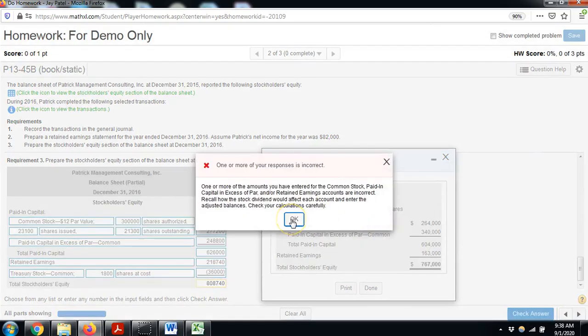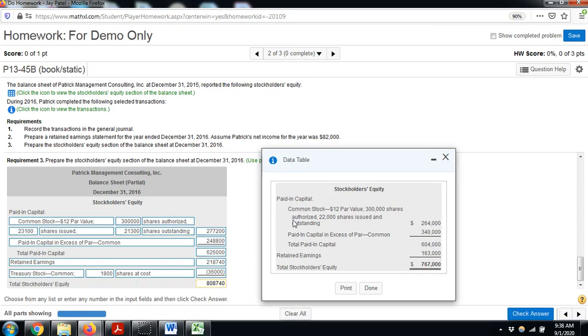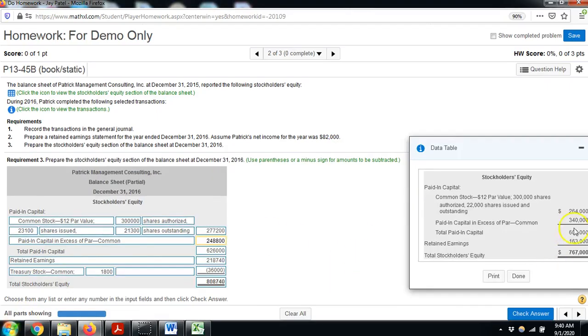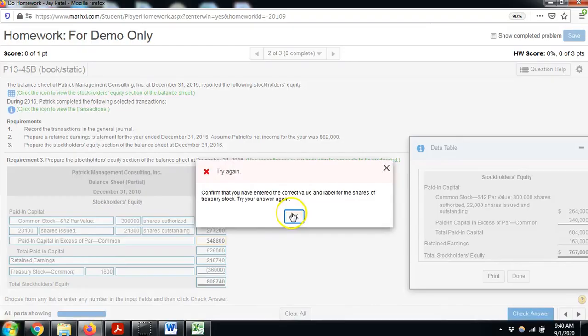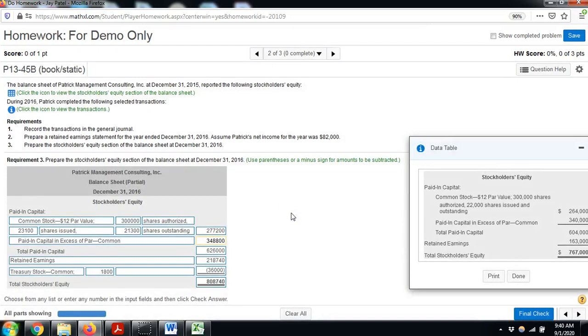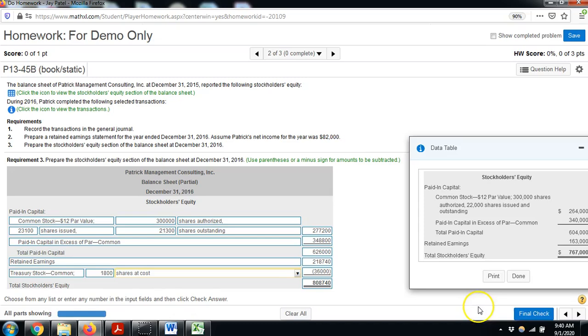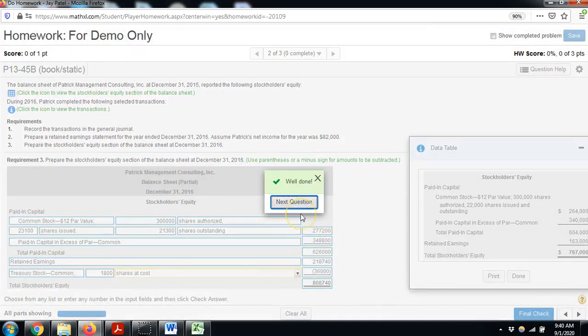Oh, let's see what happened here. Okay, I see my error. It was this 340 plus 8,800, so it was 348,800. Oh, okay. Okay, so this got, oops. Okay, last chance. I think everything is right here. Okay, that's it.